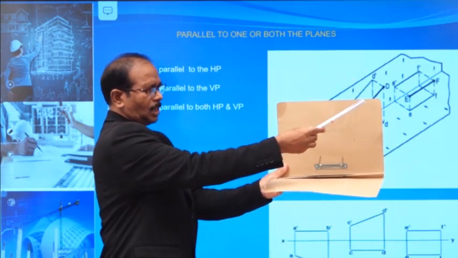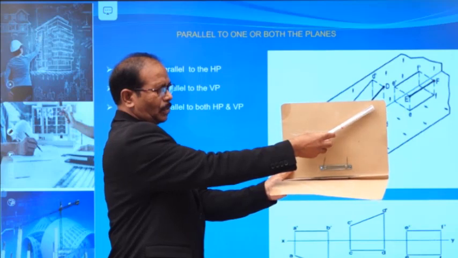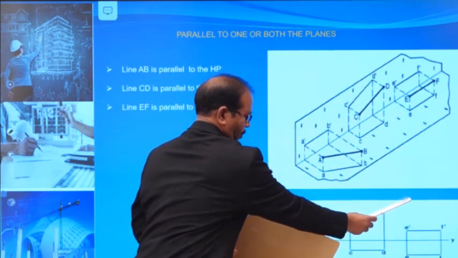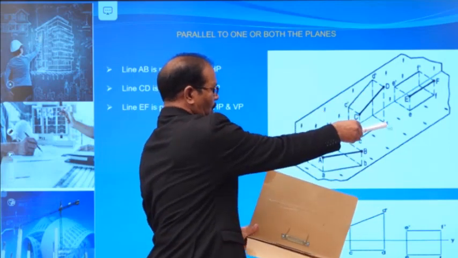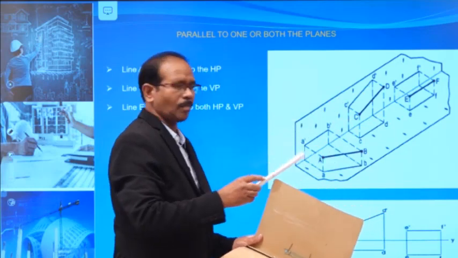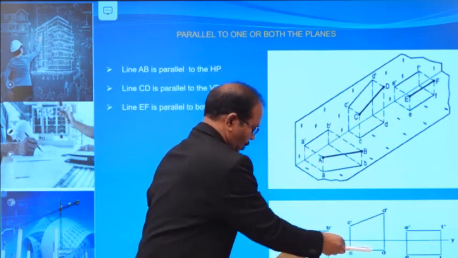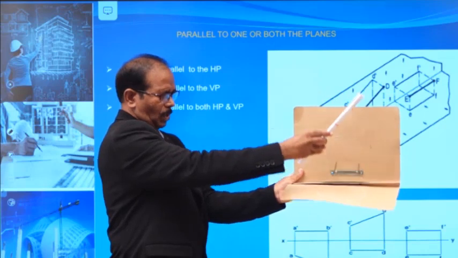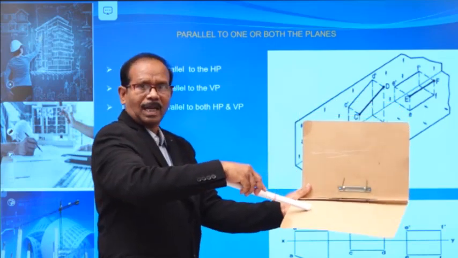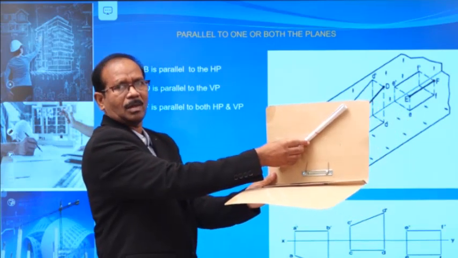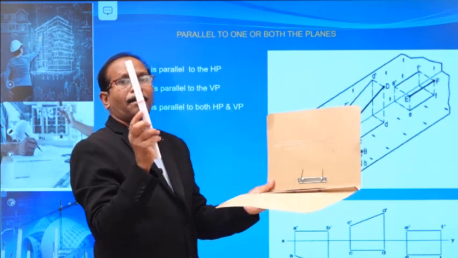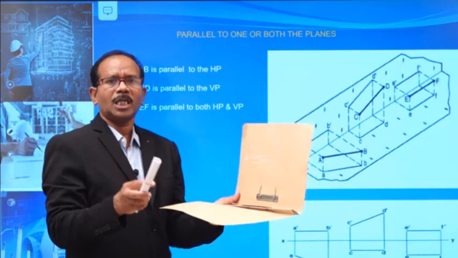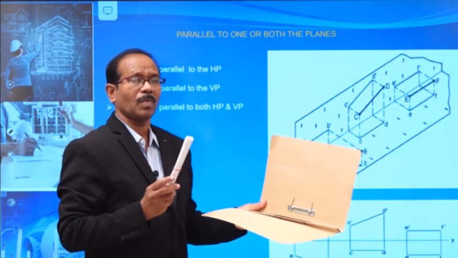Now let us assume the line is parallel to VP. So this is the front view. Top view is C and D. In this condition, this is the top view, which has a smaller length, while the front view is equal to its true length. That is the line parallel to VP, its front view and its top view.